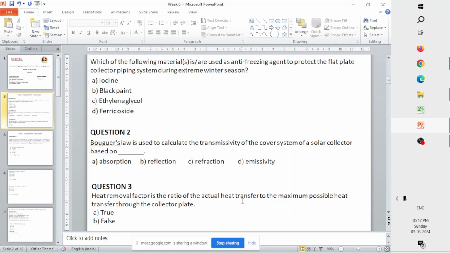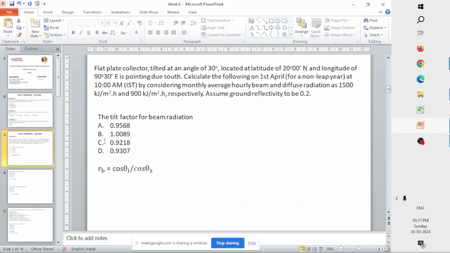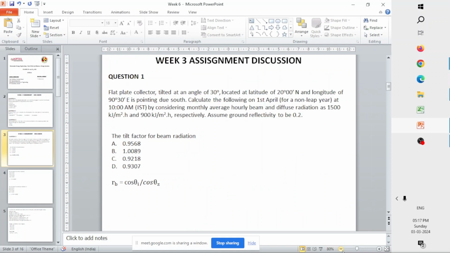So the third question is a straightforward definition question. Heat removal factor, if you remember, the value of Fr is nothing but the ratio of actual heat transfer to the maximum possible heat transfer through the collector plate. Yes, the answer is true. Now we move on towards our main discussion.